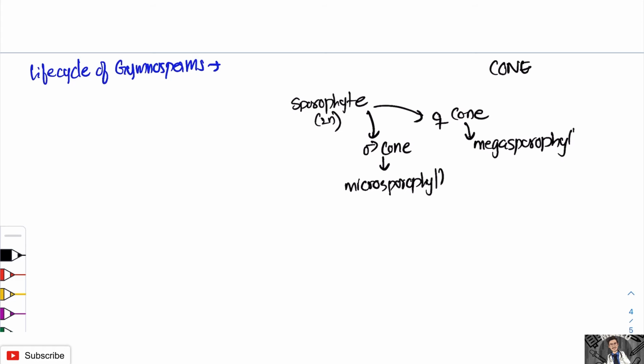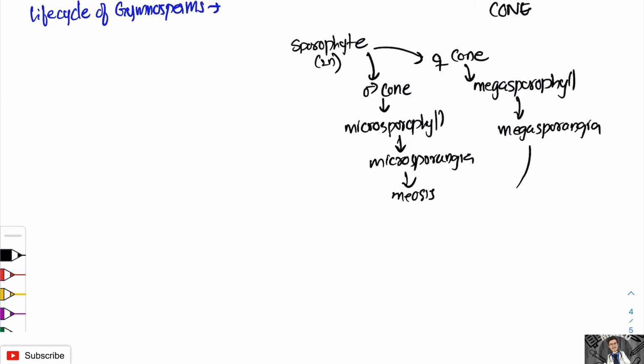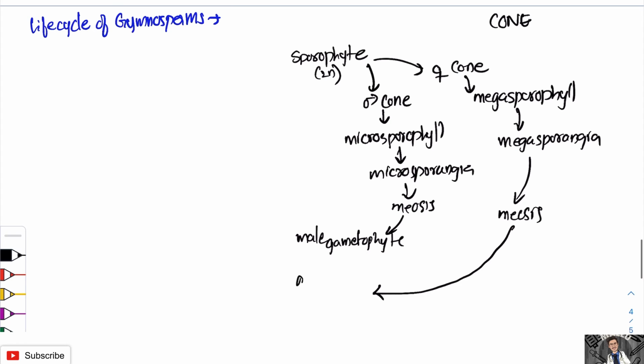Alright. And now, the rest is the same thing. The microsporophyll bears the microsporangia. And within the megasporophyll, we have the megasporangia. Alright, and what happens? There occurs meiosis, and it forms the male gametophyte. And meiosis in the megasporangia of gymnosperms produces the female gametophyte.